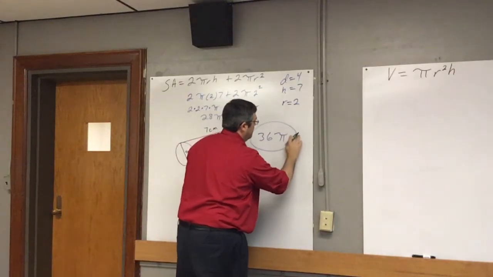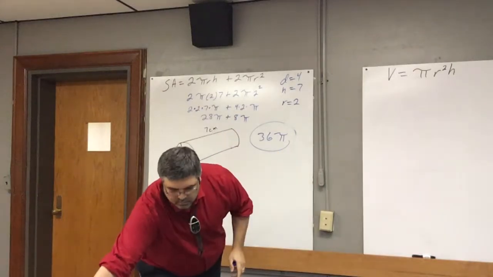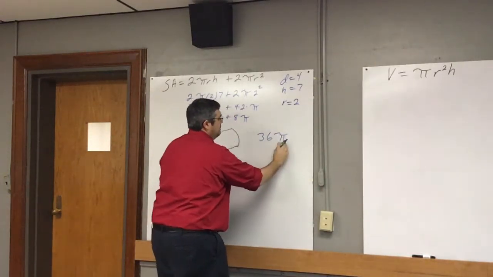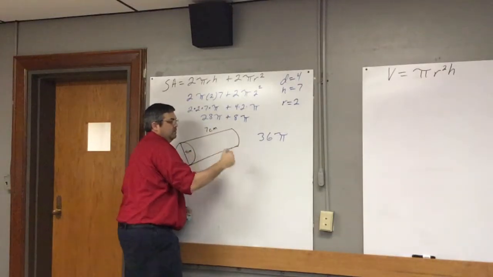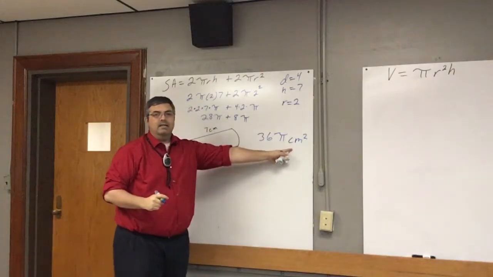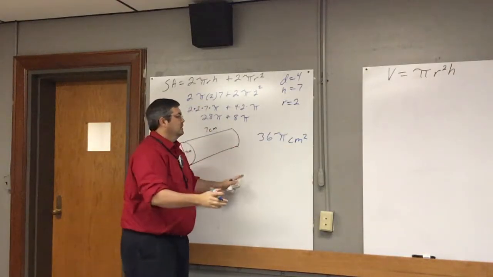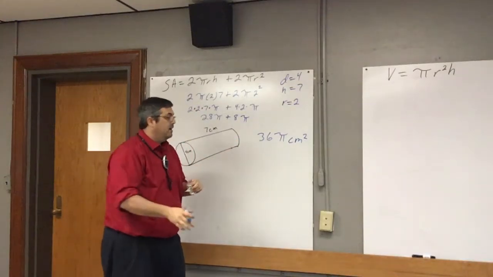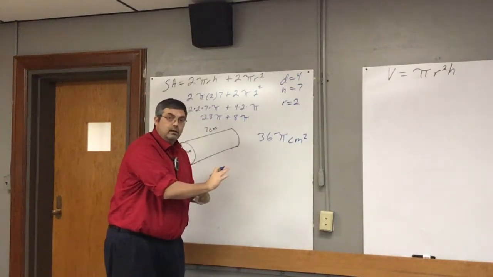Oh wait, hold on. Almost. We forgot something. 36 pi centimeters squared. Remember, got to label it correctly, otherwise it's not correct. So 36 pi centimeters squared. If they left it in terms of pi, that's what it's going to look like.